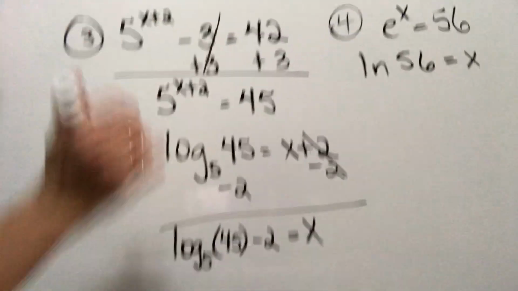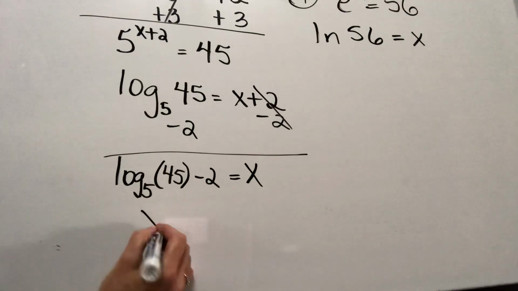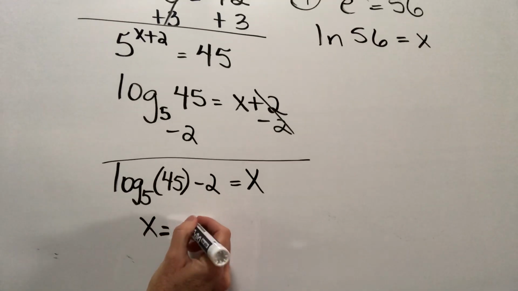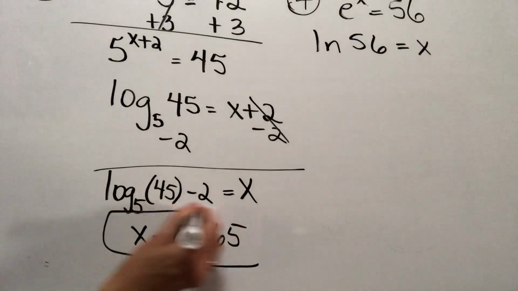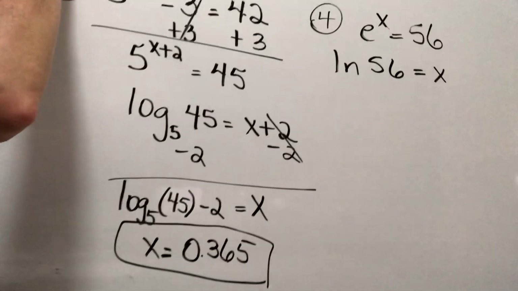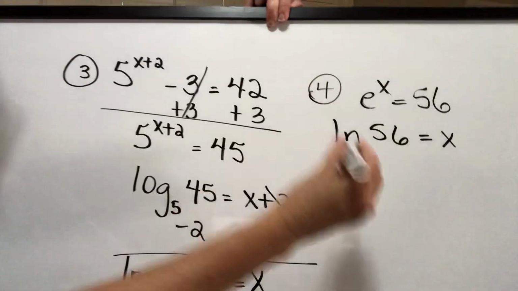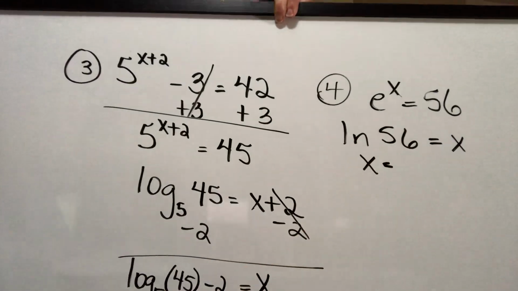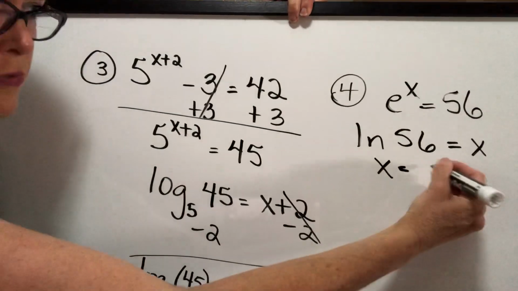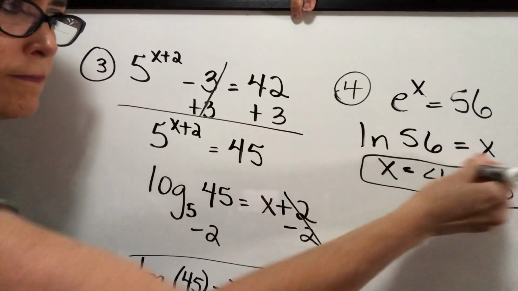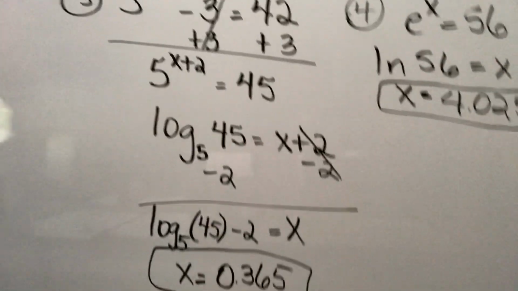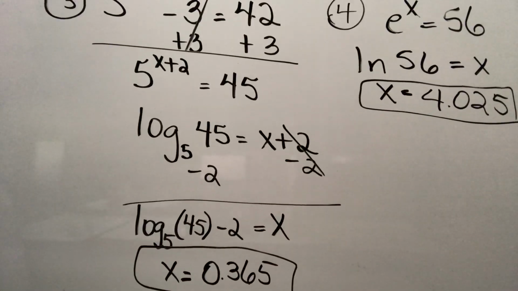Okay, so I didn't write the answers for these. Let me do that real quick. Number 3 was 0.365, and we already had checked that one. And then this one that we just finished was 4.025. Okay, so that's number 3 and 4.